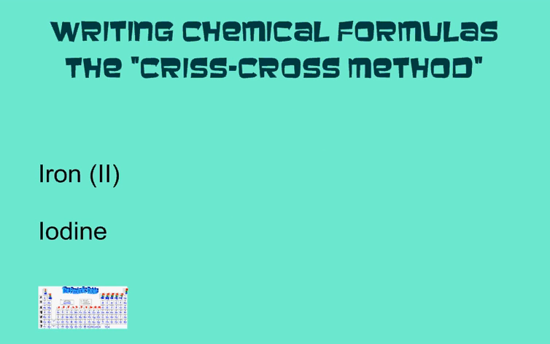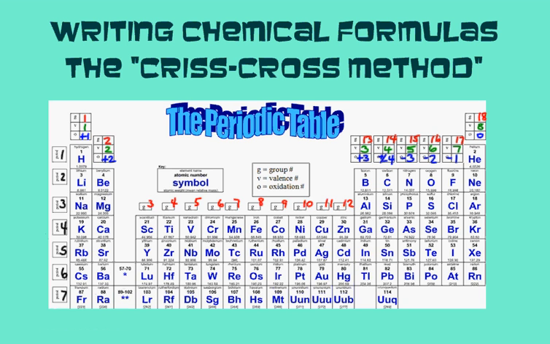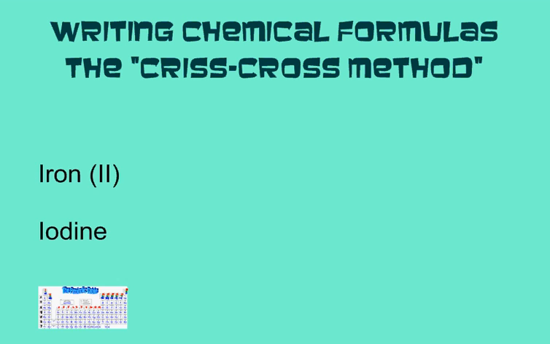All right, let's do our next example. A little bit more complicated, but not bad. Iron and iodine. If we look on our periodic table, the first thing we notice is that iron is a transition metal, and it does not have a set oxidation number. So what we need to do is look at the way iron is described here. We can see that it is iron 2.